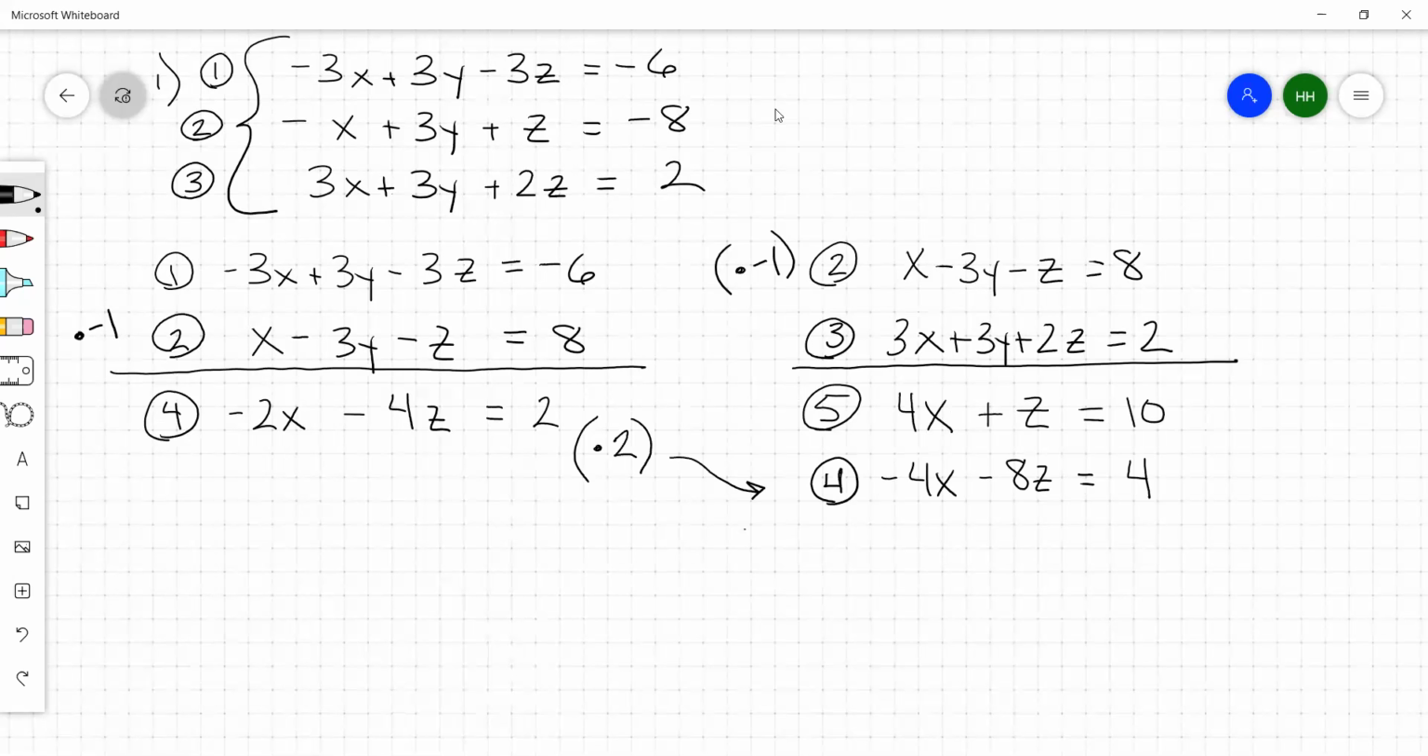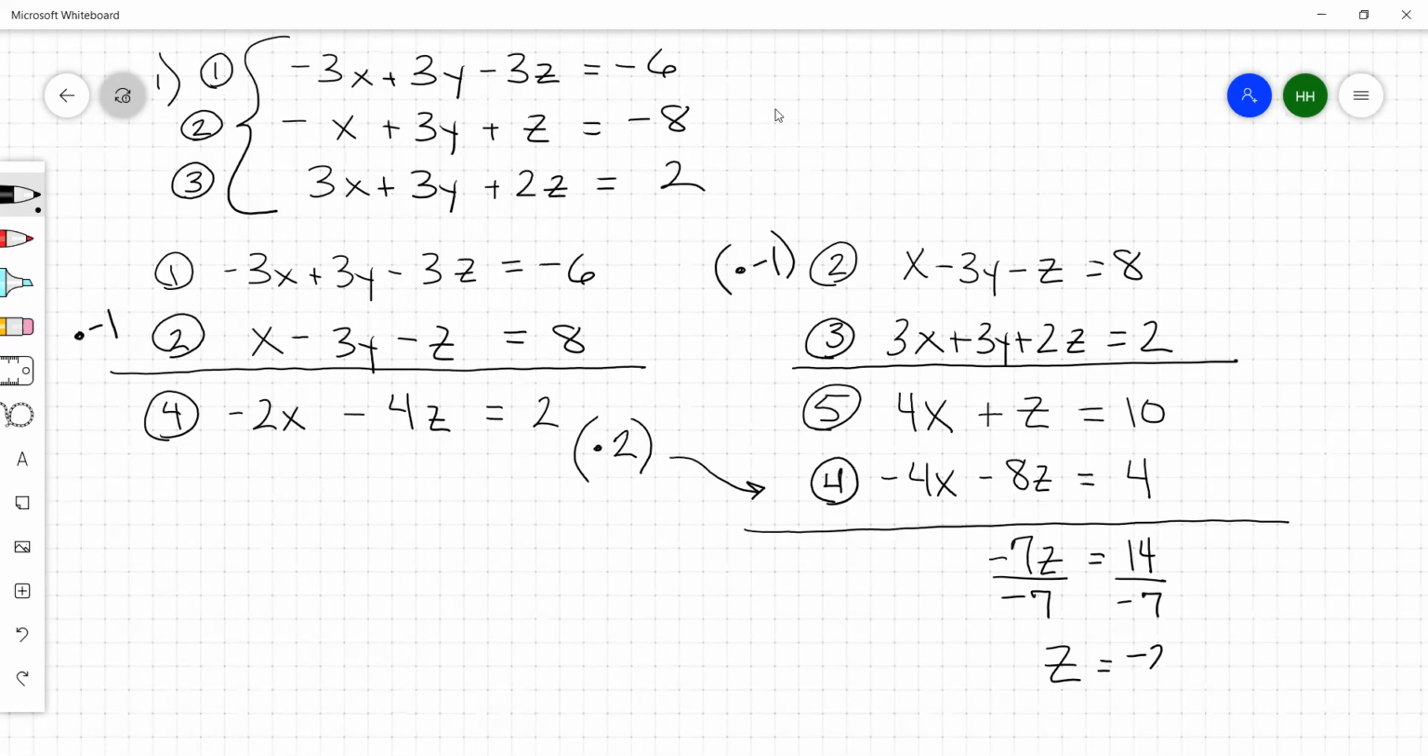Now I'm going to combine those two. My x's are gone. 4x plus -4x, that's 0. z minus 8z, that's a negative 7z. It's equal to 14. Going to divide by negative 7. And z is equal to negative 2.